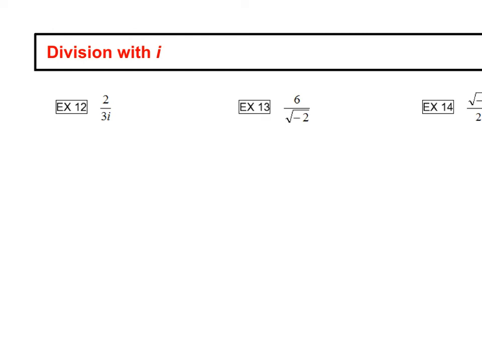All right, now we're going to look at some examples where we have fractions and how do we deal with I in the denominator of a fraction. So in our first example, we can see that here's I in the denominator. Similar to a radical in the denominator, we do not leave I in the denominator. So we rationalize with I.